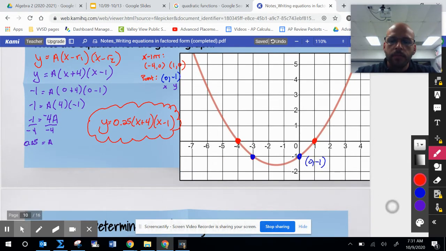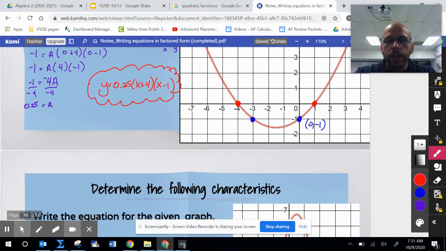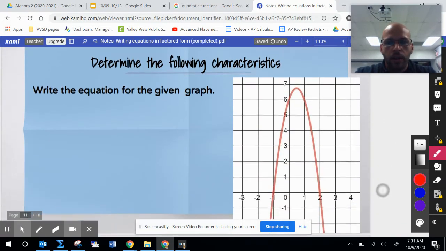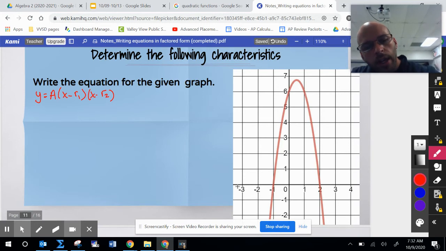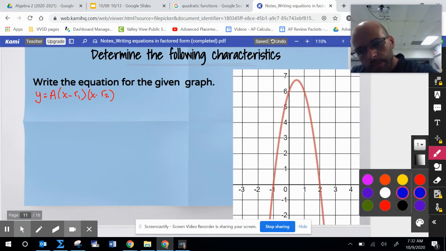Okay? So again, we're trying to find the equation for that graph. All right? So next, I want to write the equation for this new graph. Same idea. So I have y equals a, parentheses, hold on, let me get my pen working here. x minus r1, x minus r2, and let's identify those x-intercepts.